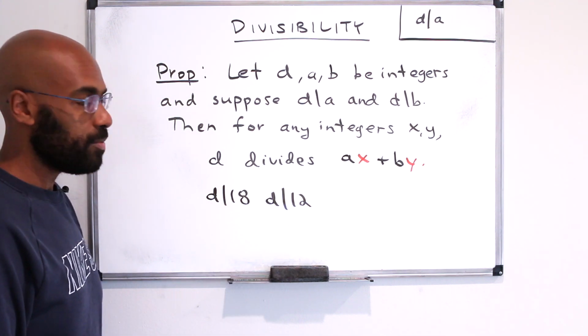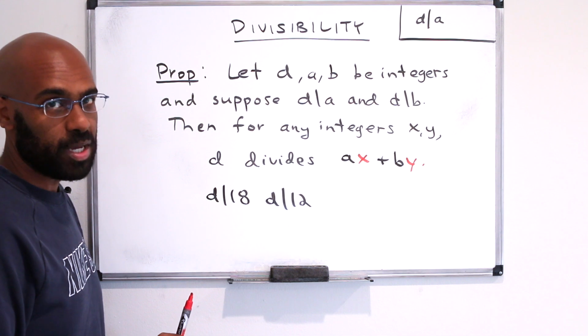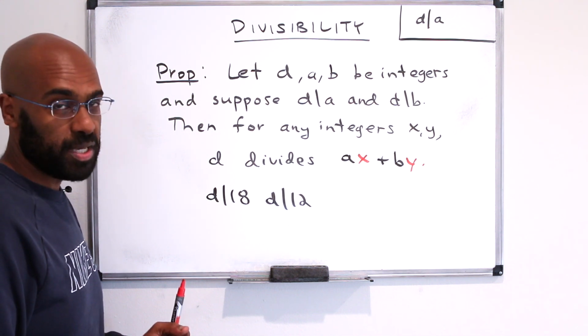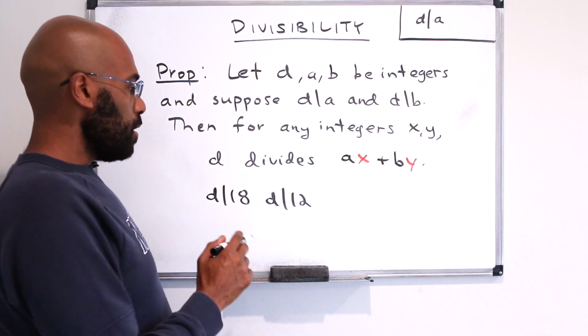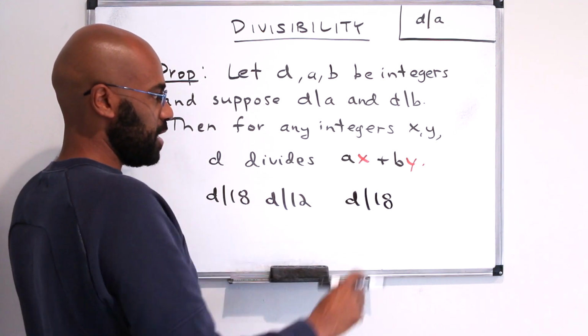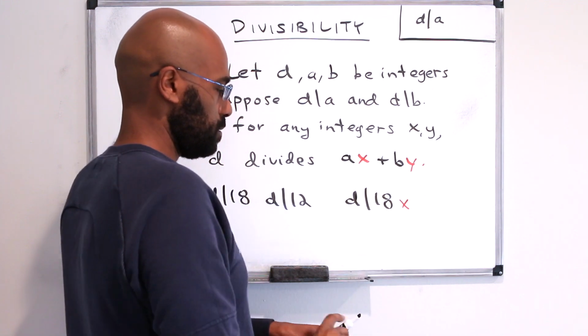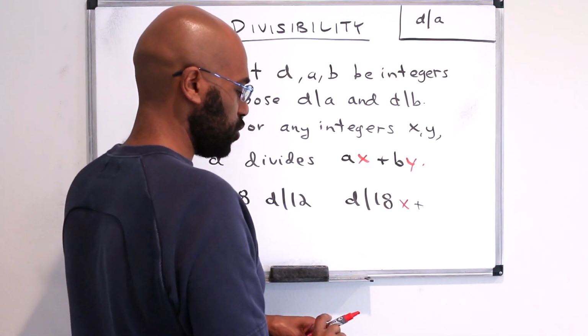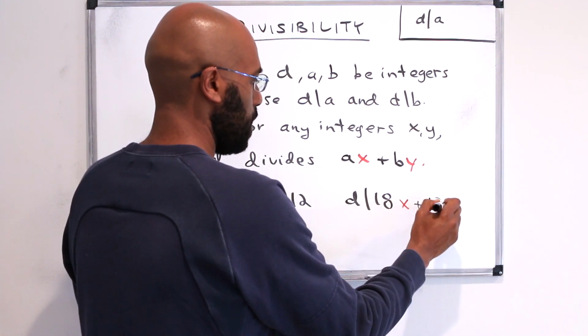So you're looking for some number that divides both 18 and 12, and trying to find a number that's as big as possible that does so. Now, whatever this number is, it's going to have to divide any integer combination of x and y. I use this term integer combination, so I should say what it is.